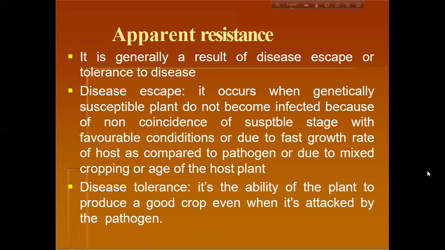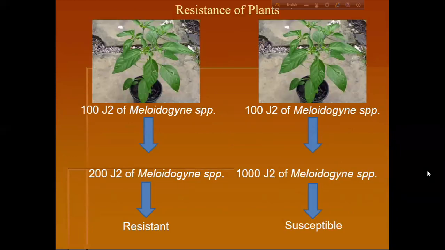And another term we call disease tolerance. This is the ability of the host plant to tolerate the presence of pathogen, or to produce a healthy crop, although there is pathogen in the plant. We call this a disease tolerant or tolerant plant. Let's have a look at the resistance and tolerance of the plant.